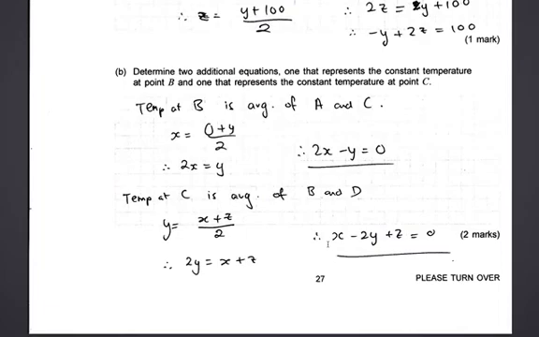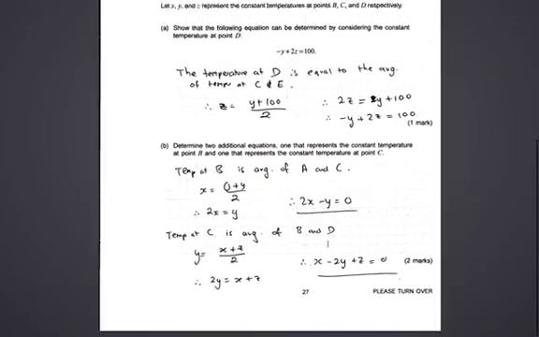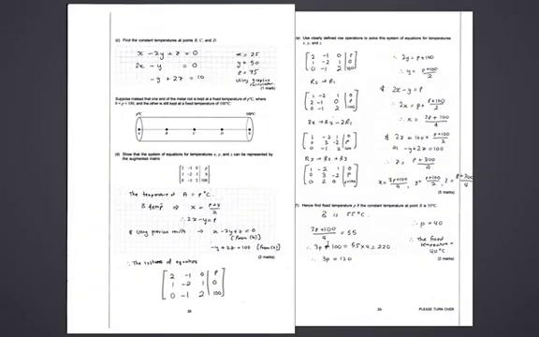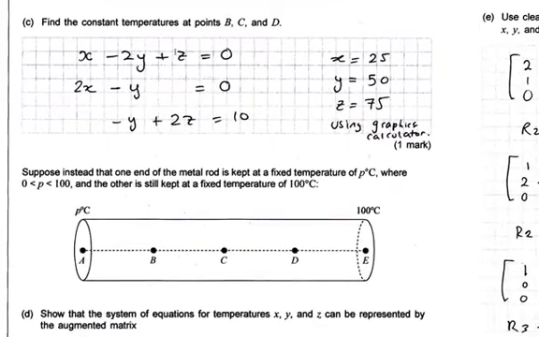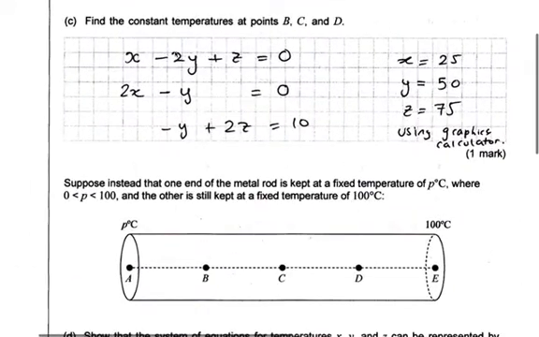This is an example of a non-stats question where you need to know context as well. So let's go on to our next part, because I think I've explained that reasonably well. If you have any questions, again, leave them below. We want to find the constant temperatures at point B, C, and D. Well, we know our three equations from the previous page. There should be an extra 0 there, though. But that doesn't matter.